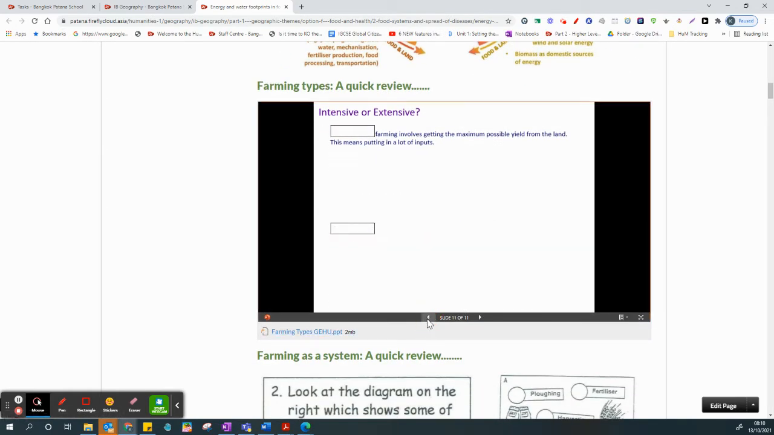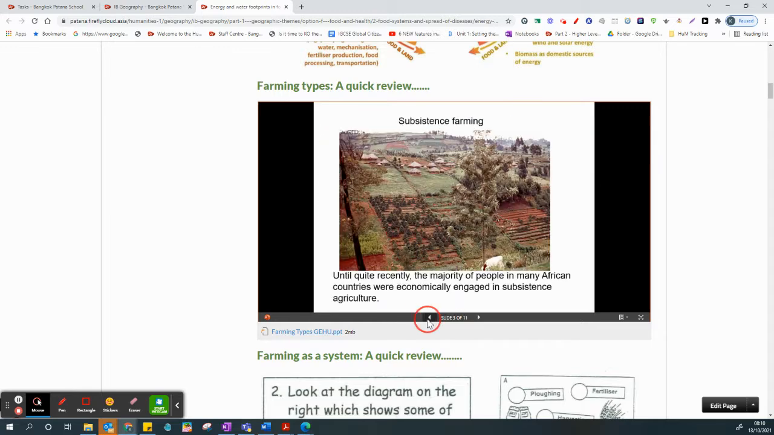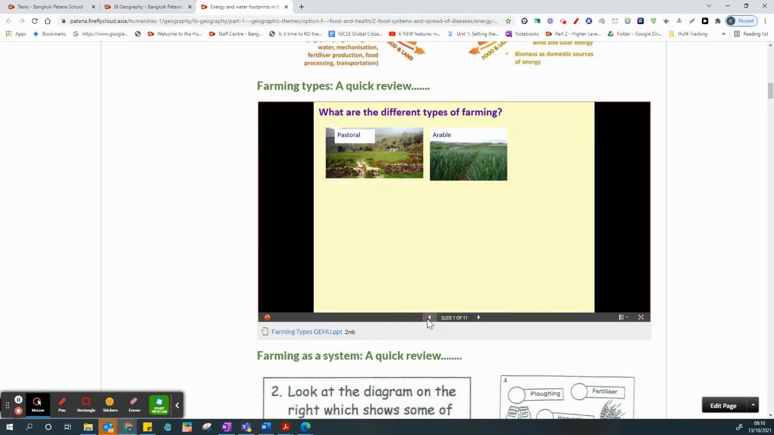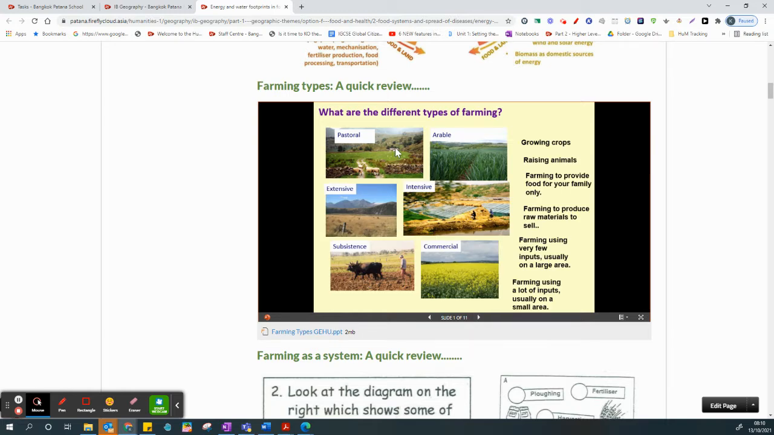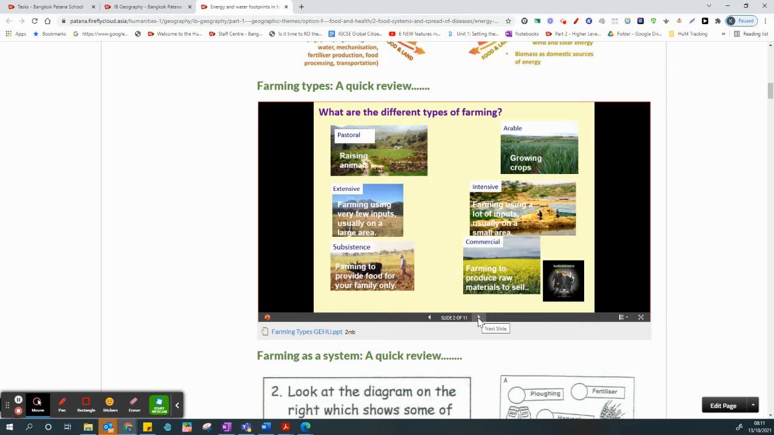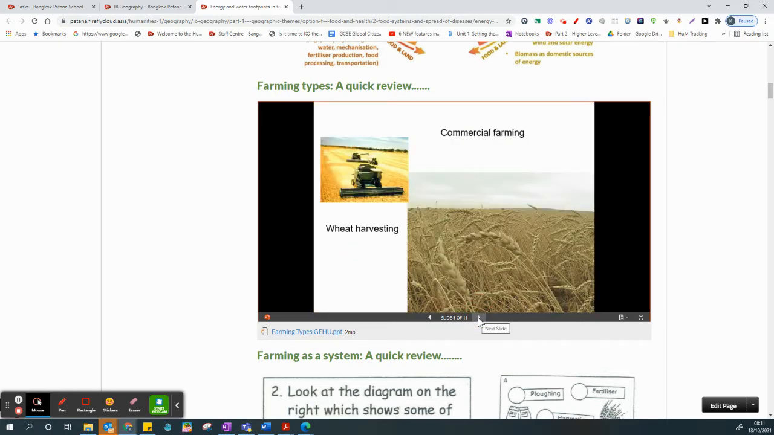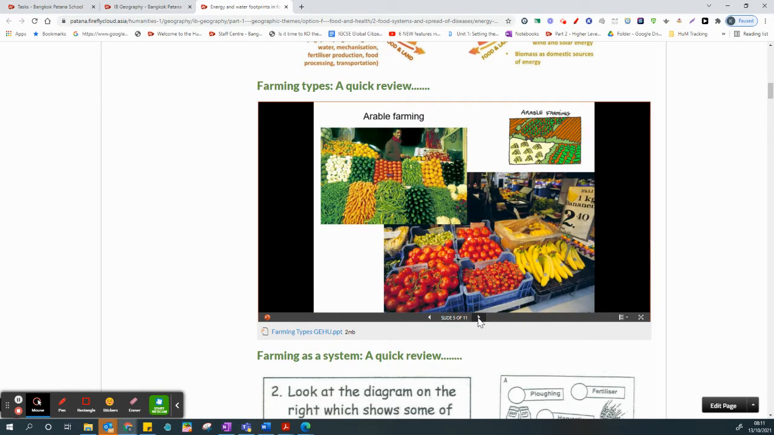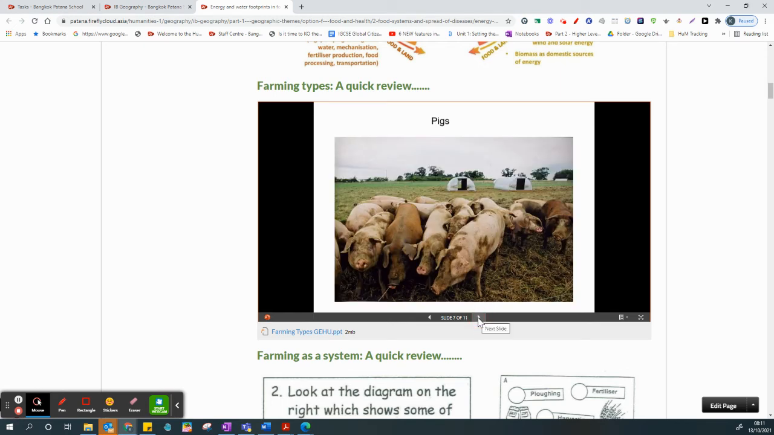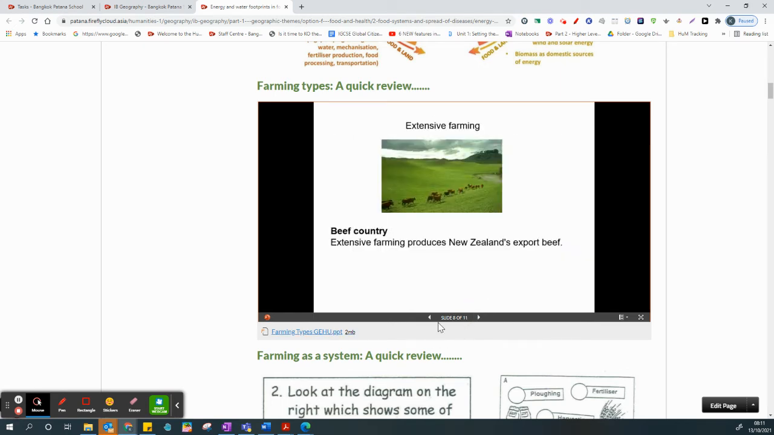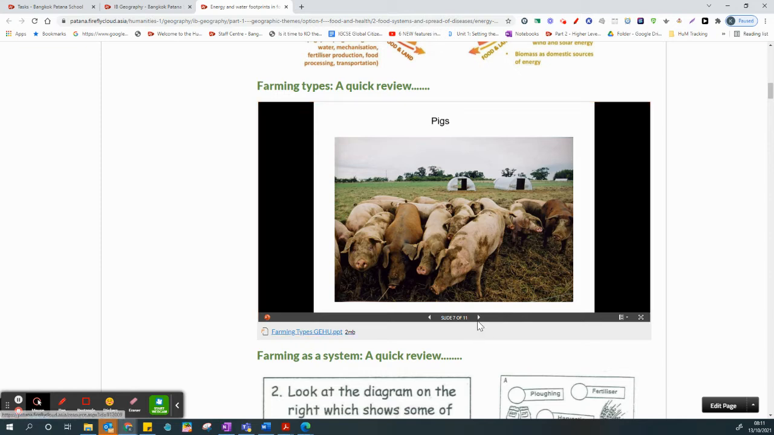But if you go to this PowerPoint here, there's lots of nice pictures of farms. And, even from the pictures, you can get a reminder of, what's a pastoral farm? Oh, that's connected with grazing animals. Arable is connected with crops, etc. Okay, so just have a look at that. Do Google the definitions if you're unsure, but you should hopefully be able to work out most of these definitions from the pictures. And there's a nice picture of some pigs there.